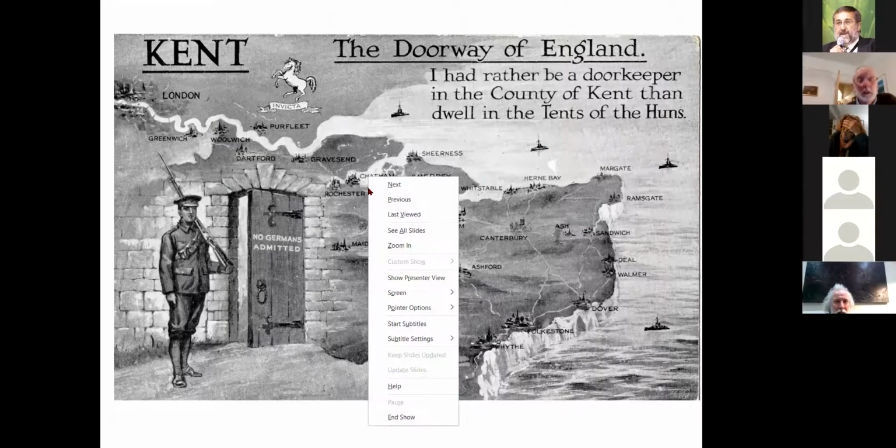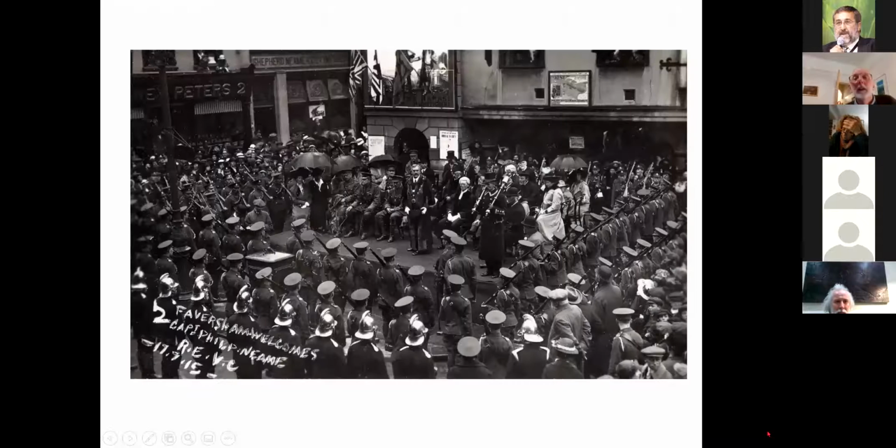You can see in my next slide, if I can control it, this is the commemoration of Captain Philip Neame being awarded the VC for his action in Belgium in late 1914. This postcard is dated July 1915, the first time he got leave to come to England.